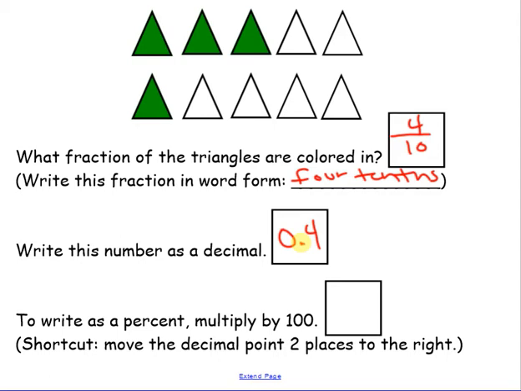Again, you have two choices. Choice number 1, you can multiply times 100. Choice number 2, which I think is the easier way, is to move the decimal point 2 places. So you're going to end up with 40%.